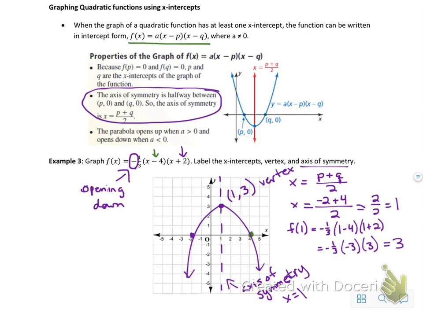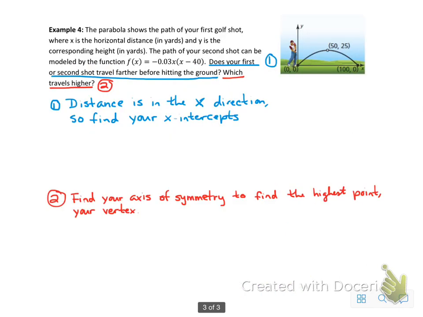Okay, so we've learned all of the information. Now we need to be able to apply it, but really we're just finding the vertex and the x-intercepts. So don't let word problems scare you. Here we go. The parabola shows the path of your first golf shot, where x is the horizontal distance, and y is the height of the shot.